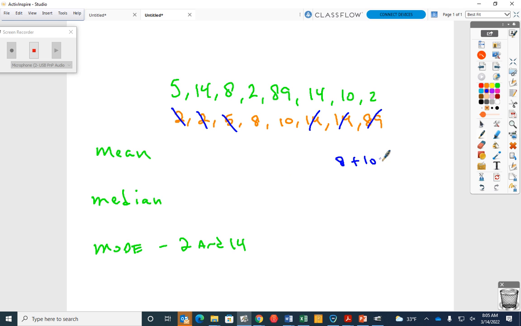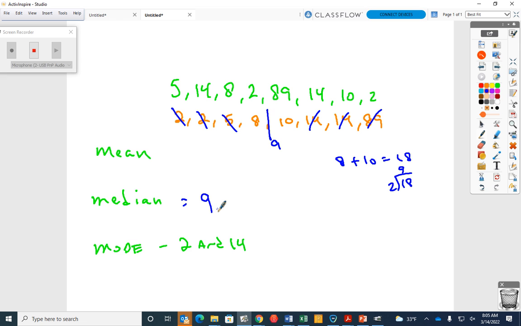8 plus 10 equals 18, and then you divide by 2. 18 divided by 2 gives me what? 9. So this 9 would be my median. So I'm going to write equals 9. Okay? Do you see how I found that?